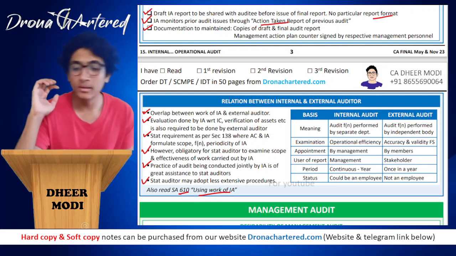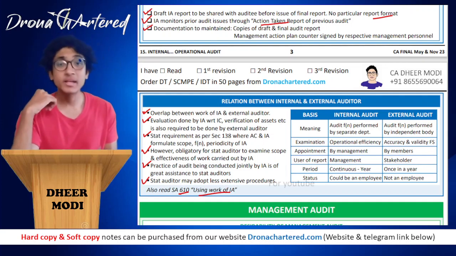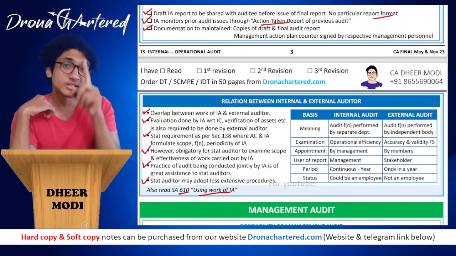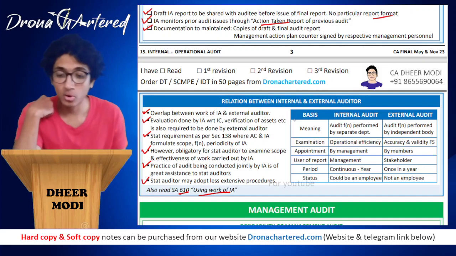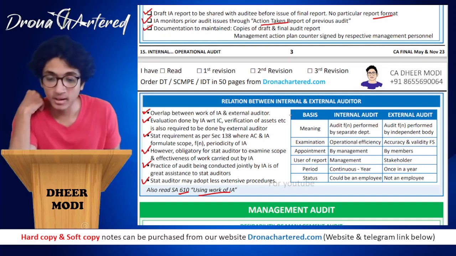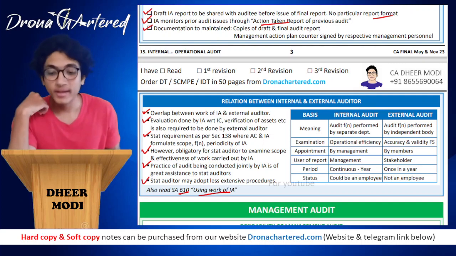We have already covered this in our series. If you are looking for other chapters, you can go to our playlist and you will find them for all Group 2 subjects plus audit. Okay, now what is the difference between internal auditor and external auditor?